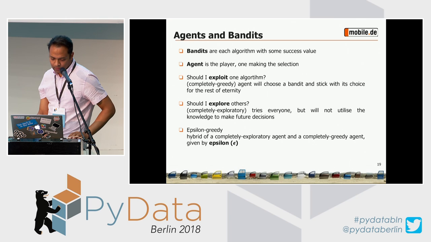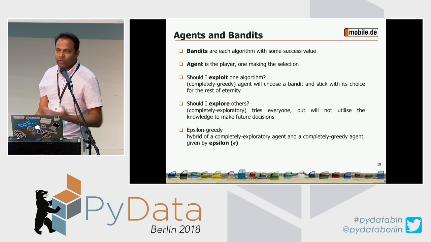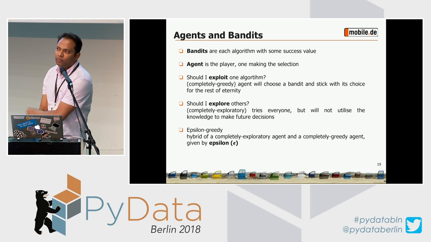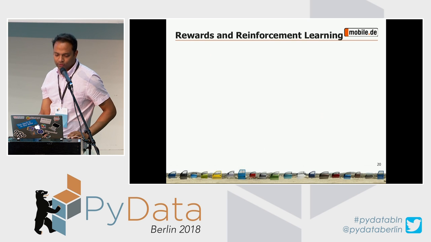I think, okay, so this is just to give you a clear idea. The bandits here in our context are basically each algorithm, and the agent is the one who is taking this decision for you, the one who is doing this automated game playing for you. And this epsilon is a hybrid: you explore a bit and exploit a bit. So it's a mixture of these two approaches.